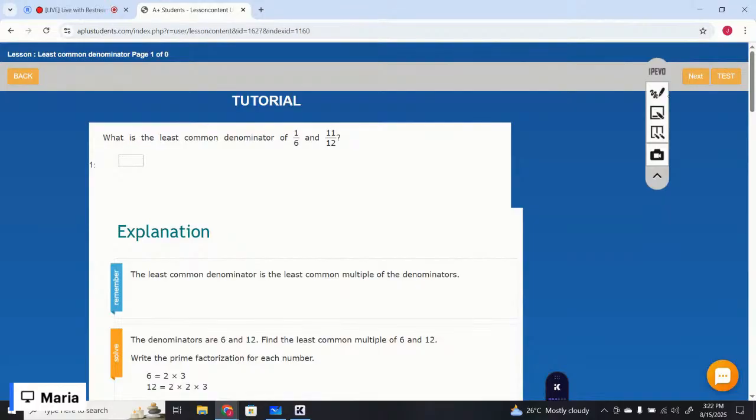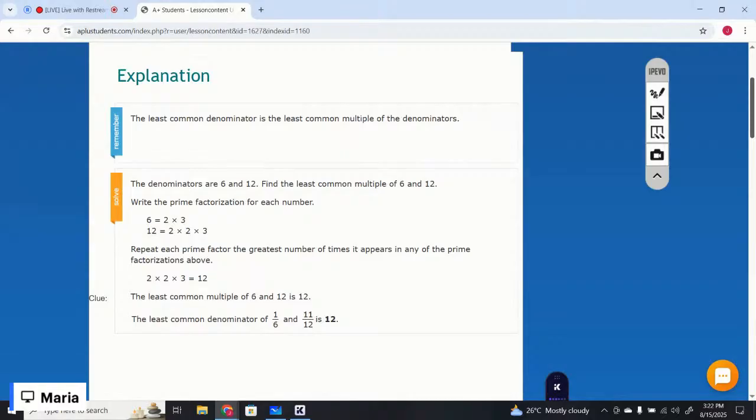What is the least common denominator of 1 by 6 and 11 over 12? So the denominators are 6 and 12. Find the least common multiple of 6 and 12. So you need to write down the multiples of 6 and 12. 2 times 3 is 6. 2 times 2 times 3 is 12.